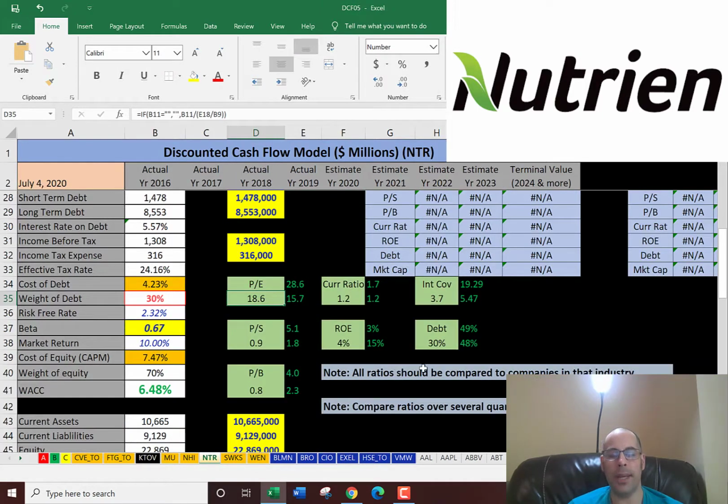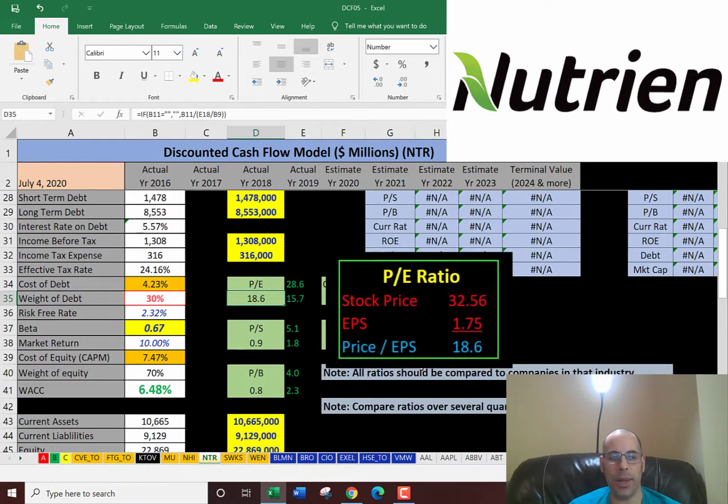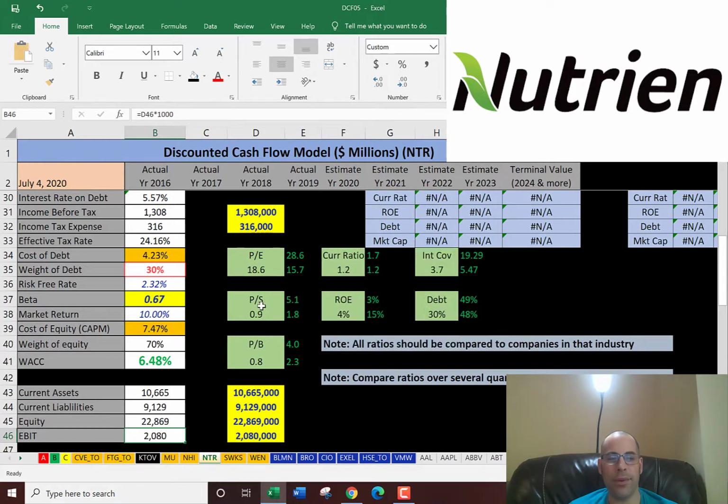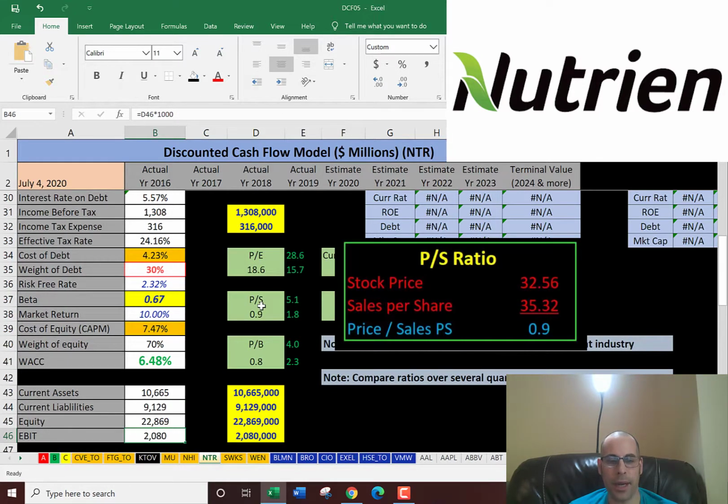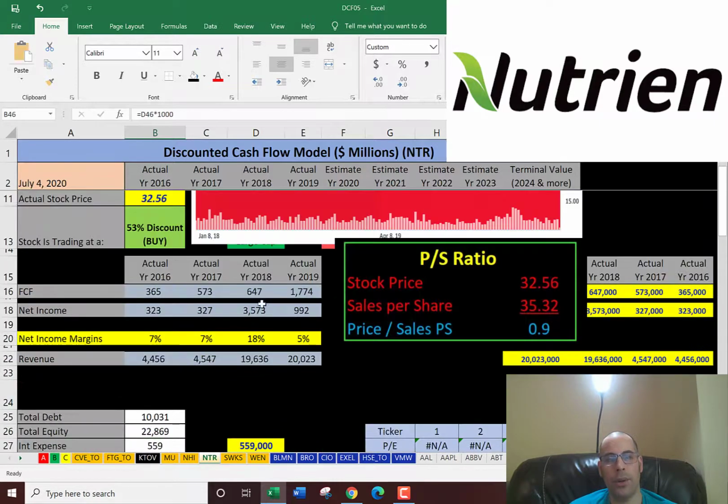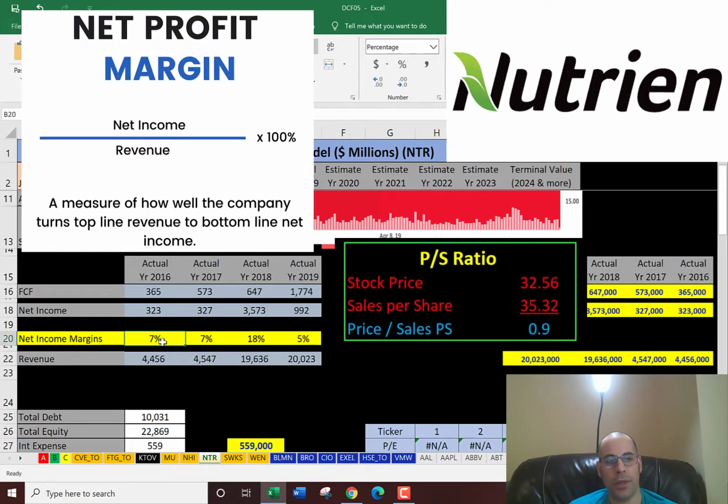They have a PE of 18.6, which is okay. That's price of stock over earnings per share. They have a really good price to sales ratio of 0.9. That's price of stock over sales per share. But they're not doing a good job of converting those sales into income. I'll show you their net income margins, which is net income over revenue.